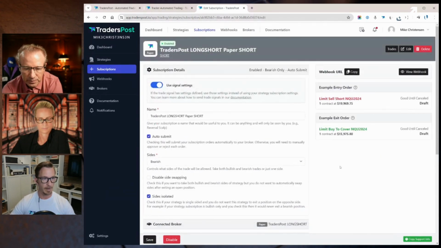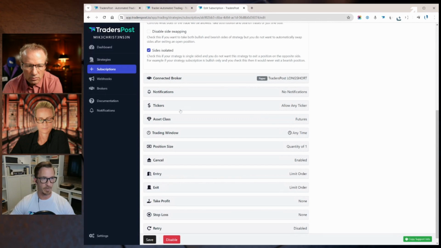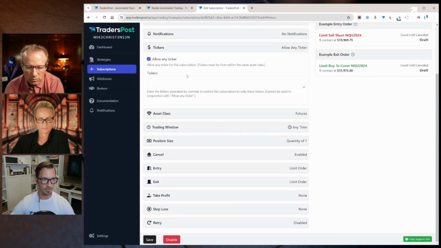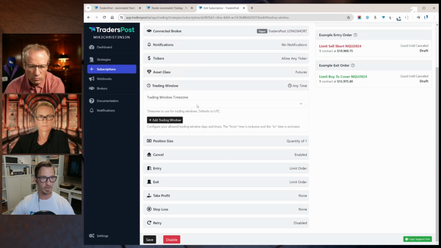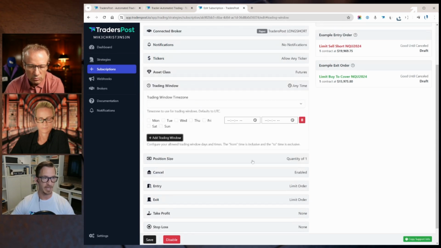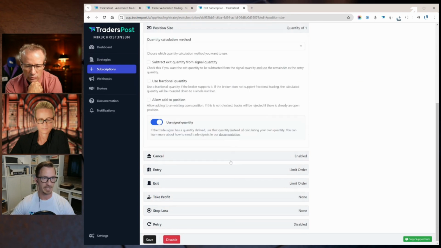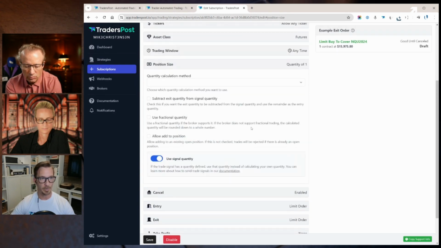The rules associated with it here: I can have ticker rules where I only want it to trade certain futures contract symbols. I could have a trading window rule where, depending on the time zone that I select, I only want it to trade on Tuesday and Wednesday between 9 a.m. and 10 a.m., for example. I can have position size rules where I want it to always trade 5% of the portfolio value, or some marginal amount of my equity.